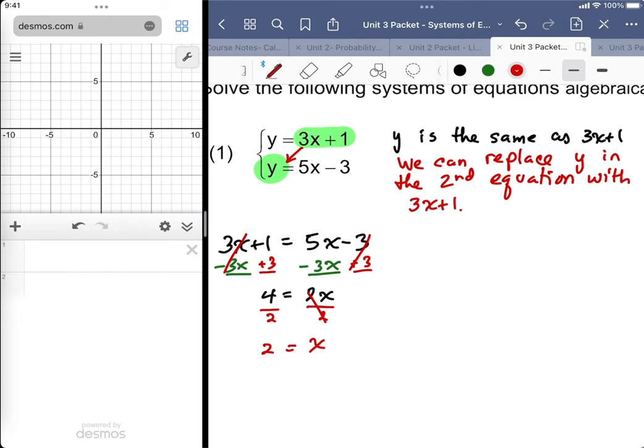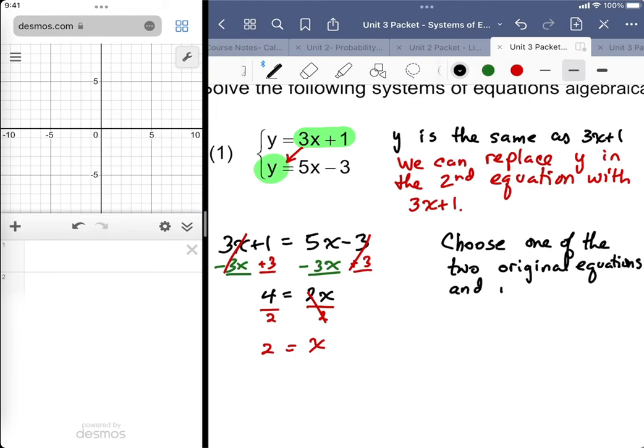Now, when you're solving a system of equations, we need not only an x value, but we need a y value. We just figured out the value of x. X is equal to 2. We need the corresponding value of y. So what we're going to do is choose one of the two equations, really the original equations, and replace x with 2 and solve.